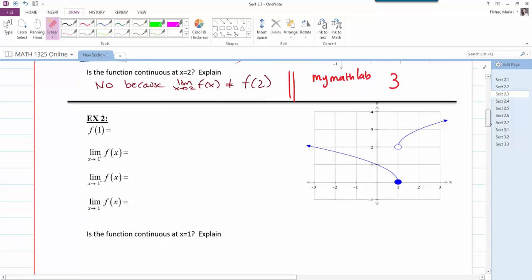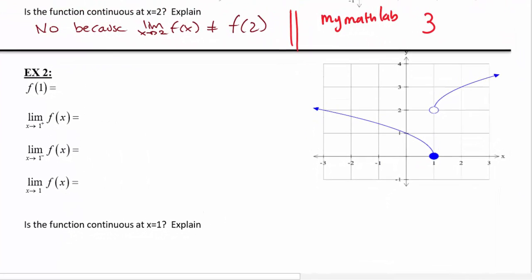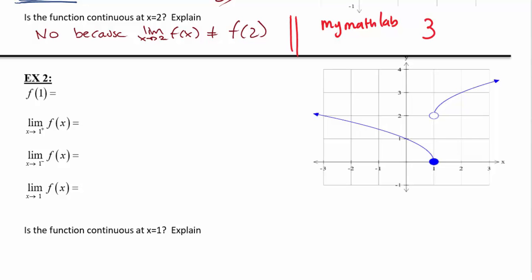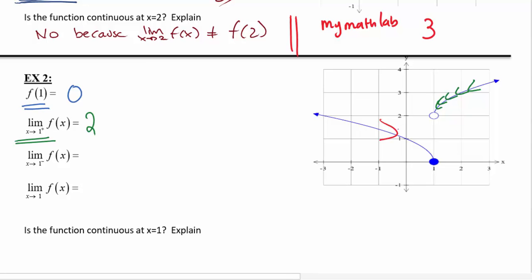All right, let's look at number 2. Same thing. First, find the function value. What's the function value? Well, f of 1 is 0 because a closed circle is at 0. Now, what's the limit as x approaches 1 from the right? Well, coming in from the right, it looks like I'm going to the number 2. What's the limit as x approaches 1 from the left? Coming in from the left, I'm going to a y value of 0.